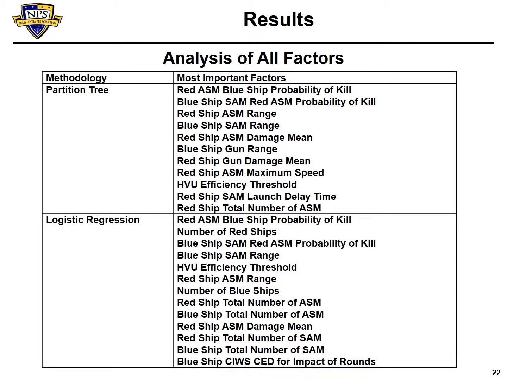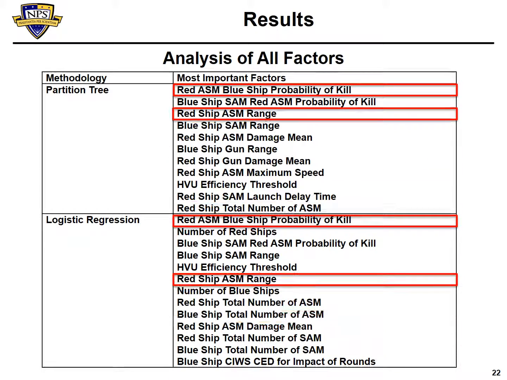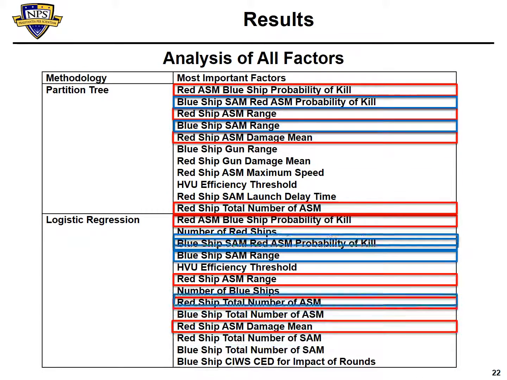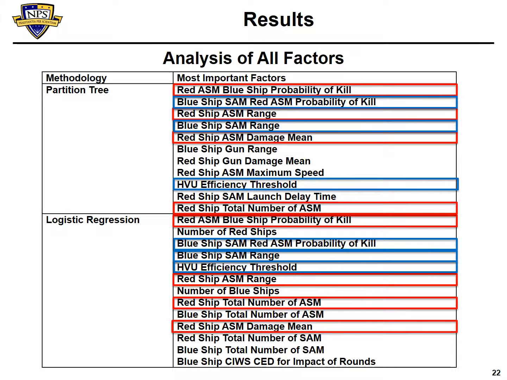For the analysis of all factors, results of both models agreed on 7 factors. Among those 7 factors, 3 of them were related to the escort ships and HVU. 4 of them were related to enemy ships. Both analyses showed that enemy ships' ASM properties had the greatest effect on the likelihood of HVU survival.